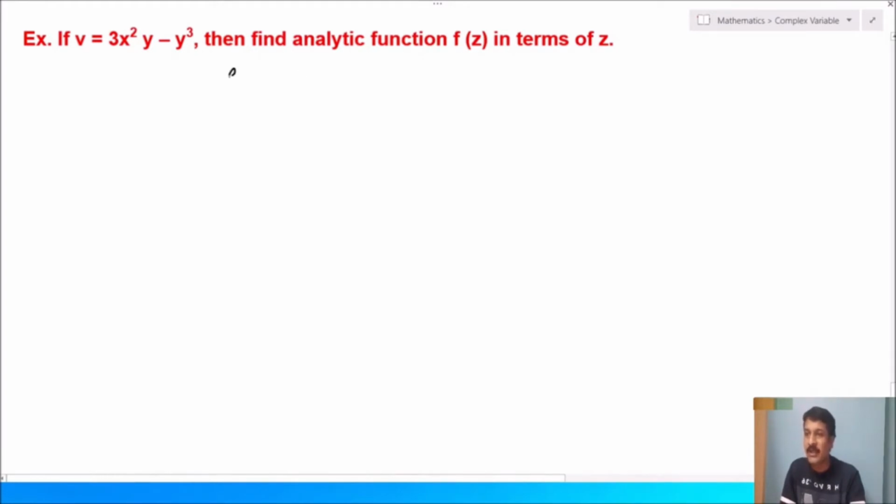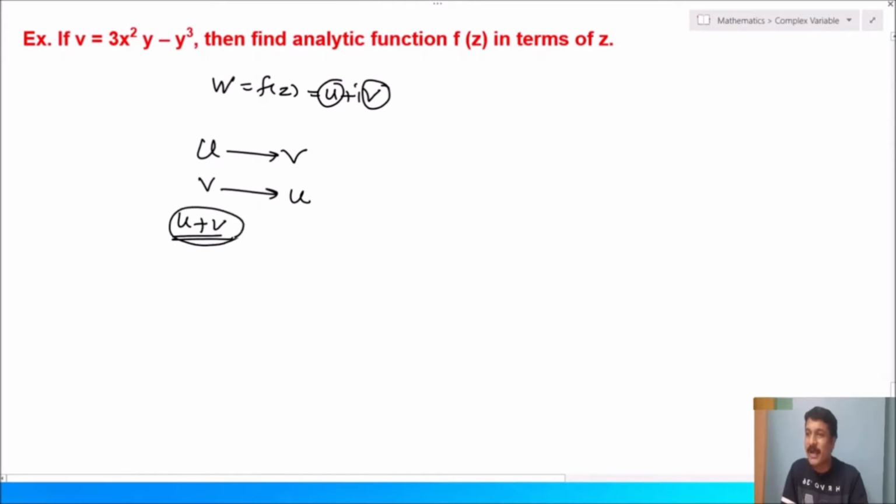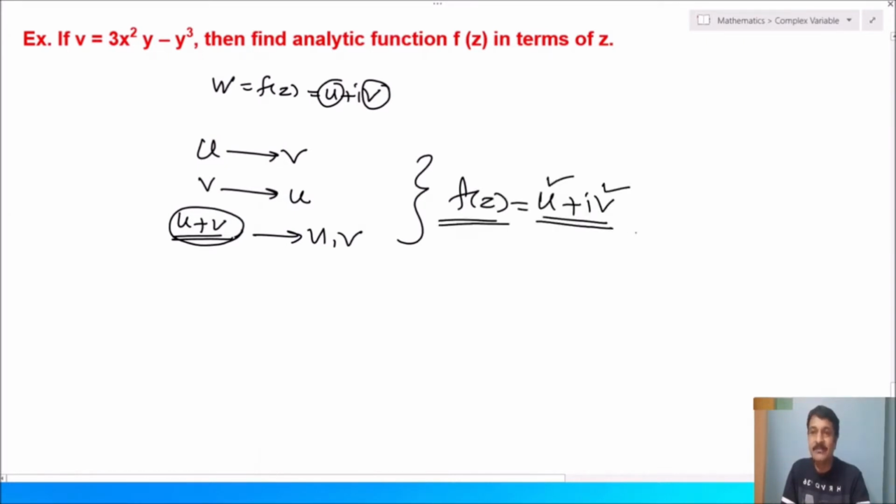f of z means what? f of z equals u plus iv. So w equals f of z, that is equal to u plus iv. Here v is given, we want to find u. There may be questions like that: u is given, find v; v is given, find u; or any relation between u and v is given, find u and v. Also, once we have the values of u and v, we can find f of z in terms of z. So how to solve this type of example?